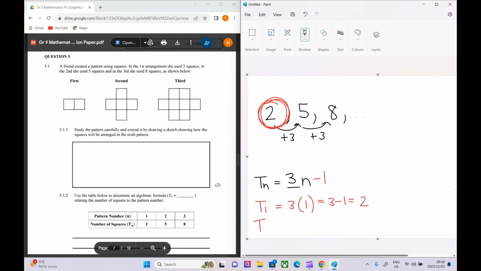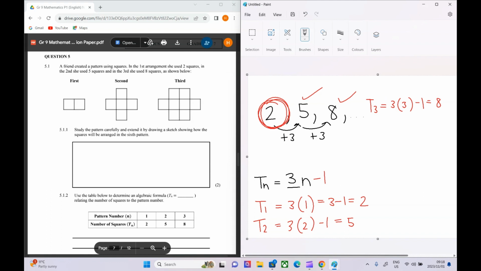So for the second pattern, so t2, we're going to go 3 times 2 minus 1. And let's see, 3 times 2 is 6, minus 1 is 5. Okay, so we can see again, that gives us the right answer. And let's just check it for the third one just to make sure we're on the right track with this formula. So our third pattern, we're going to go 3 times 3, which is 9, minus 1 gives us 8, which again is the right number of squares.